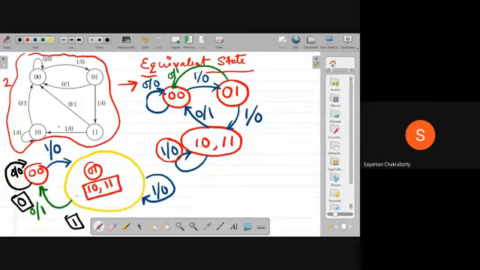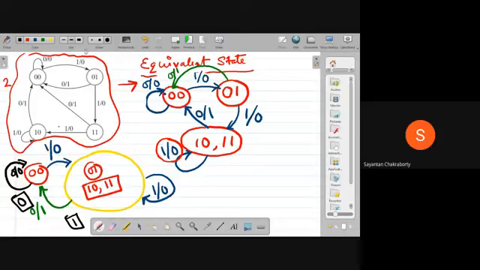Since these are only 4 states, this reduction may not seem very helpful. But if there are, say, 16, 32, or 64 states, then reduction of that to 8 states or 4 states will be very, very helpful, right? So in those cases, this reduction with the concept of equivalent states will be very helpful.